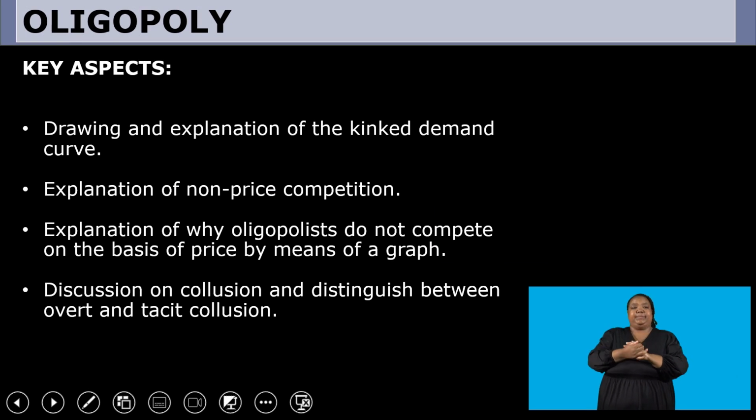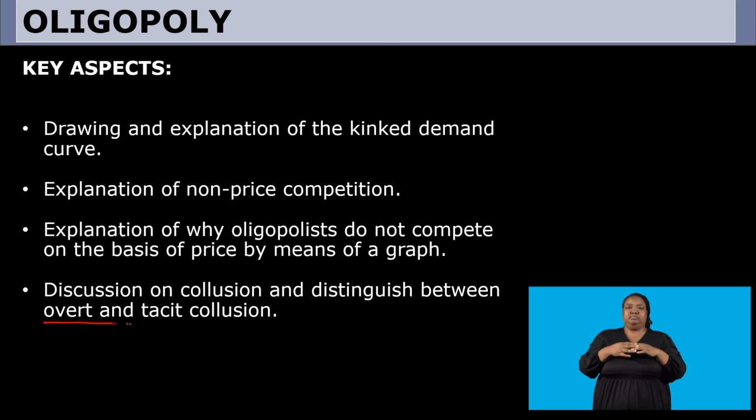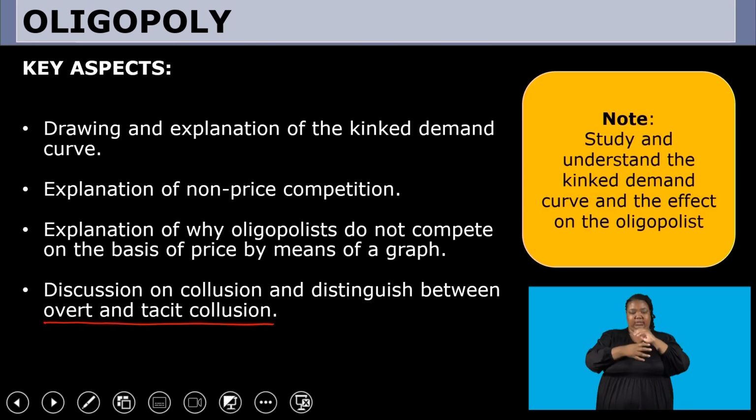The key aspects: drawing and explanation of the kinked demand curve, explanation of non-price competition, explanation of why oligopolies do not compete on the basis of price by means of a graph, discussion on collusion, and distinguish between overt and tacit collusion. We are going to look at this as we proceed with our lesson.